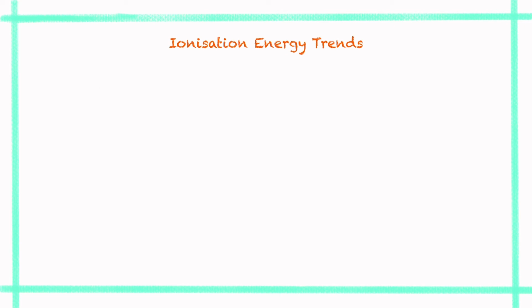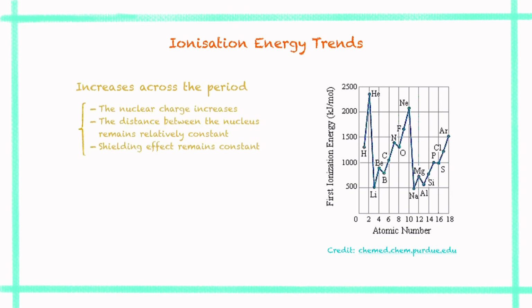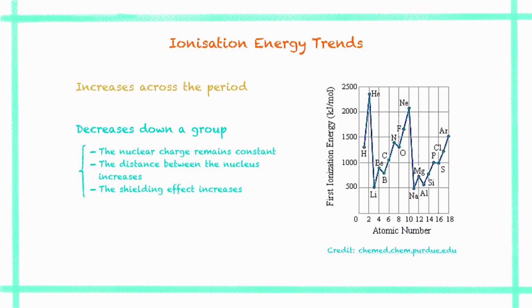Firstly, ionization energy increases across the period. This is because the nuclear charge increases, while the distance and the shielding effect remain relatively constant. Secondly, ionization energy decreases down a group. This is because the nuclear charge remains constant, while the principal quantum shell increases, therefore resulting in an increase in the distance from the nucleus. The inner electrons also increase, which means that there is a stronger shielding effect which makes the repulsive force increase.